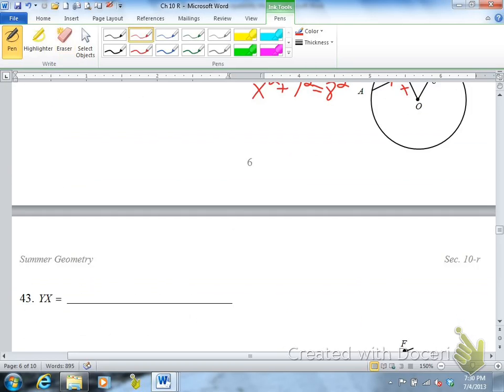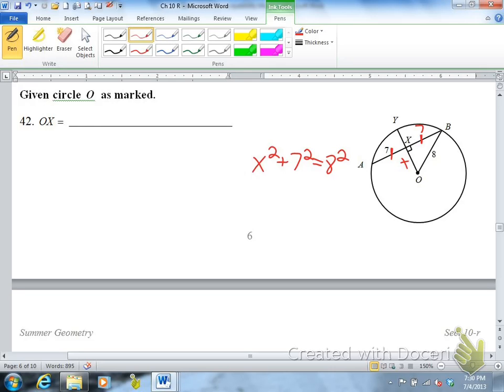Oh, on the next page, YX. I was hoping they wouldn't ask that. How in the world are we going to find YX? Oh, YX. How silly. Some things are right in front of you, aren't they? So YX, this is a radius. BO is a radius. YO is a radius. So the answer is 8. They're both radii.